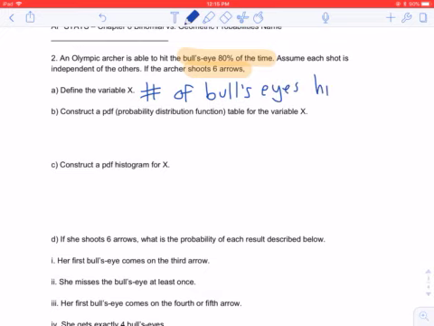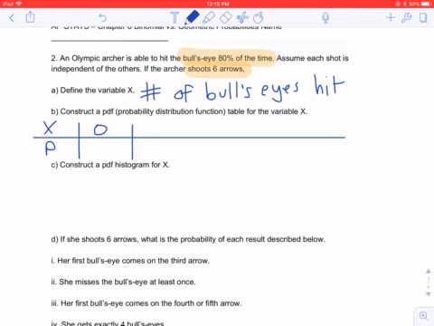Okay. So now we're going to take this a step further. We're going to construct a table, and the table is going to be the key to putting together our histogram. I'm going to make it 2 rows. On top I'm going to use x, which is the number of hits out of the 6, and then I'm going to put my probability down here. I have 6 arrows, so I have 7 possibilities. I can hit it 0 times, 1 time, twice, 3 times, 4 times, 5 times, and 6 times. Since I'm only shooting it 6 times, that is my maximum.